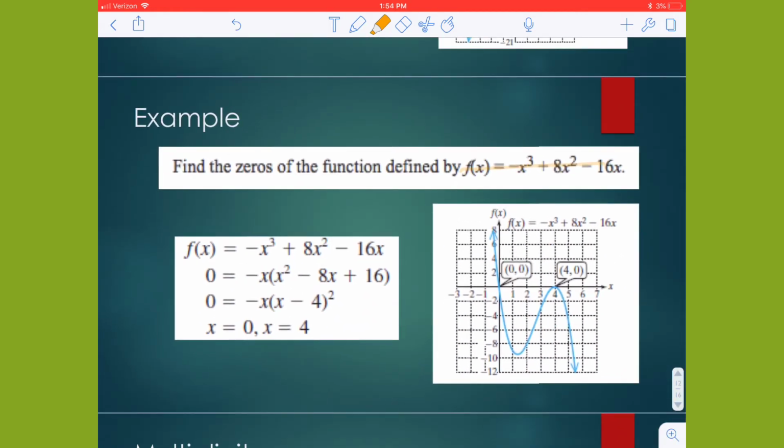So in this problem, I notice that I have an x in each specific term. So I chose to take out a -x as my GCF, which left me with x squared minus 8x plus 16, which factors into x minus 4 all squared. So then I was able to set each factor equal to 0 and solve, and I ended up getting x is equal to 0 and x is equal to 4.